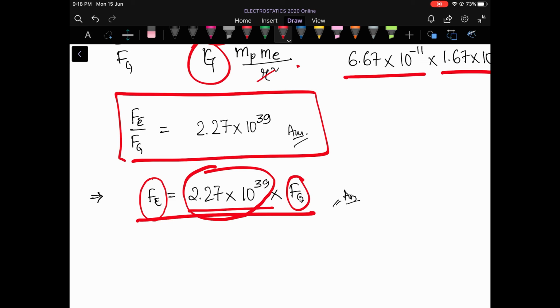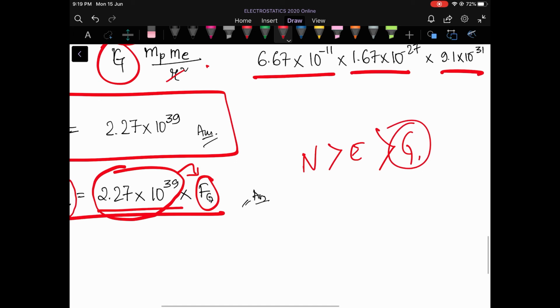10 to the power 39, don't confuse it to 39 times. So our electric force is not 39 times larger than the gravitational force. It is 10 to the power 39 times larger or bigger, or let's say stronger than the gravitational force. If you remember, the nuclear force was the strongest, then comes the electric force, and the weakest force we have seen is the gravitational force.